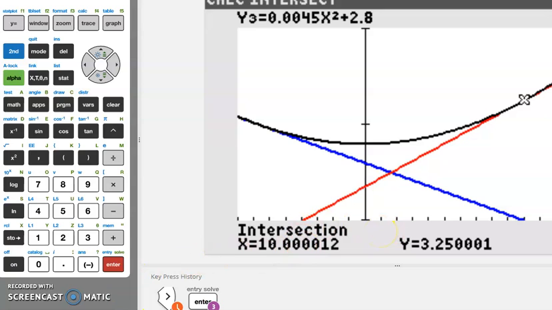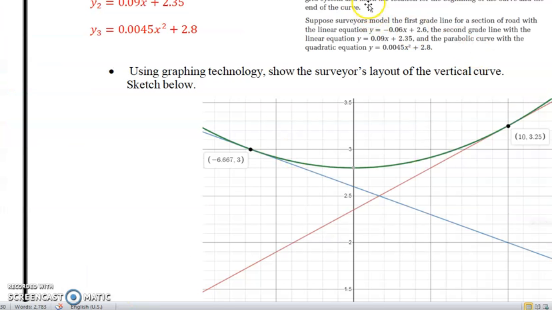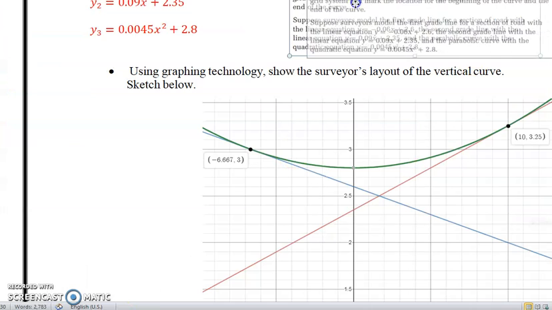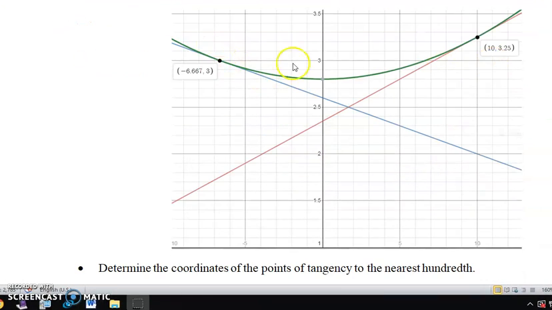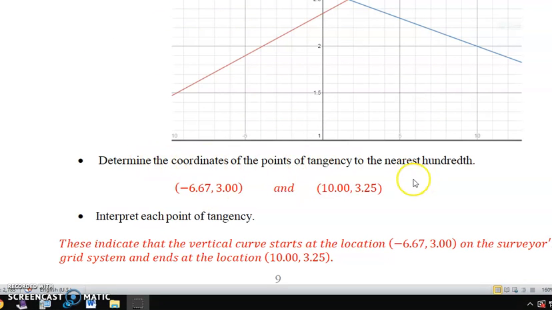Okay, so then we'll go back, and again, you have that on your page. There they are, the 2 intersection points. Determine the coordinates. We did that to the nearest hundredth, so I have 2 places after the decimal. We know it's negative 6 2/3, which would be negative 20/3, but you can put it to 2. It says rounded, so that's fine. So negative 6 2/3, 3, and 10 and 2.5.